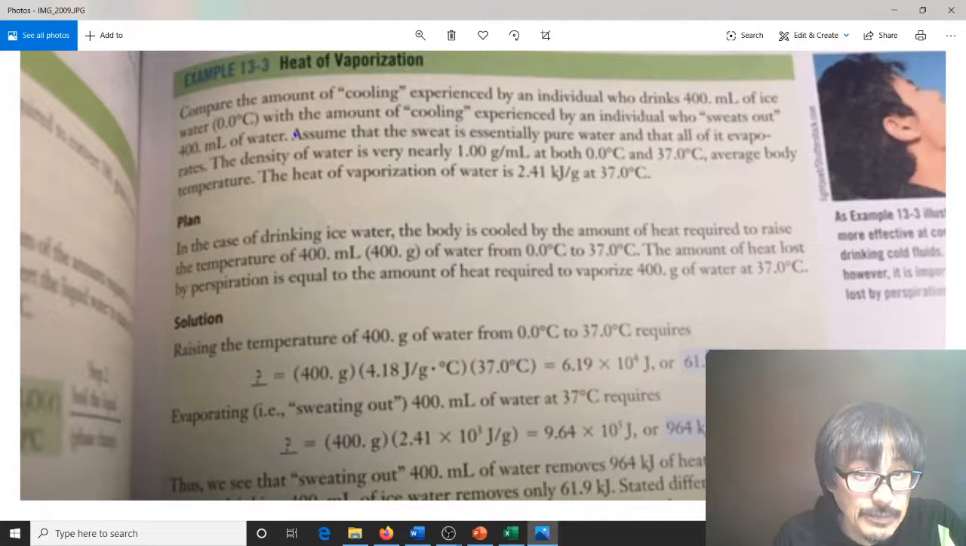That's the first step. The other one is, what happens if you actually sweat out 400 milliliters, the same amount of water vaporized from your skin at 37 degrees Celsius? What's the heat loss associated with that? So there are two different problems. The answer is already here, but we are going to try to do the same problem with Excel to see whether you actually get exactly the same number or not.